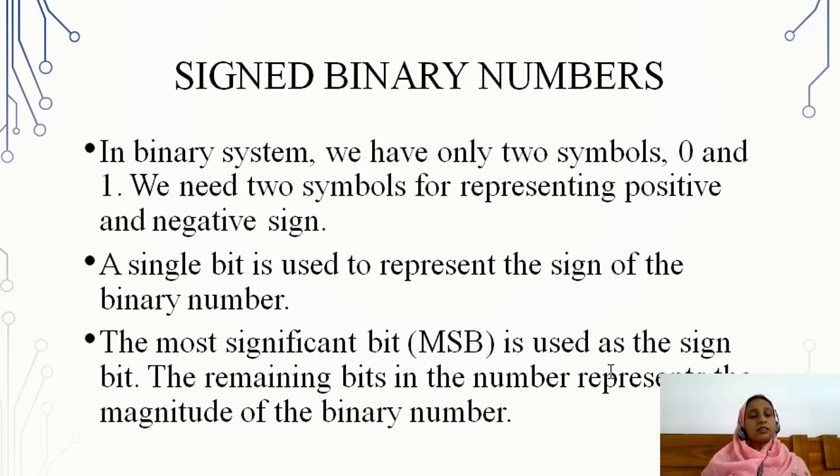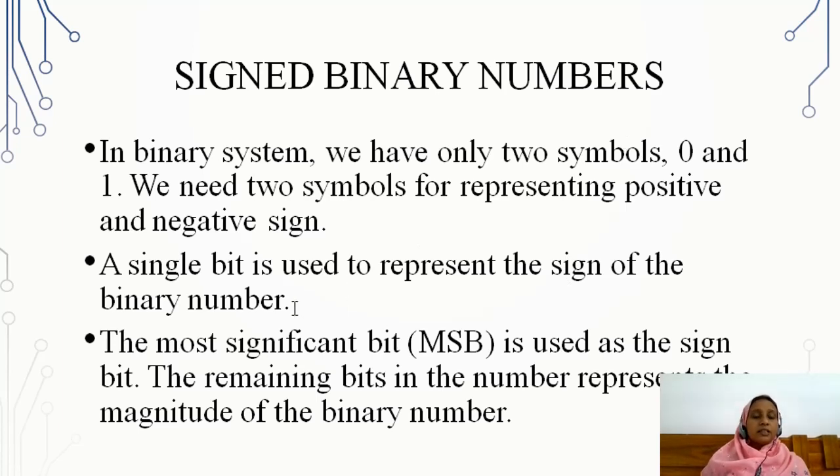Now we can think about signed binary numbers. How can we represent signed binary numbers? We have only zeros and ones. All of you learned that in the binary number system we have only 0 and 1. Different combinations of zeros and ones do what we want to do using these digital devices. So for representing positive and negative signs also, we have only these zeros and ones.